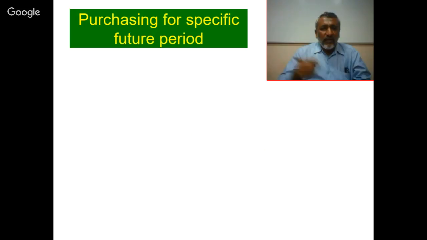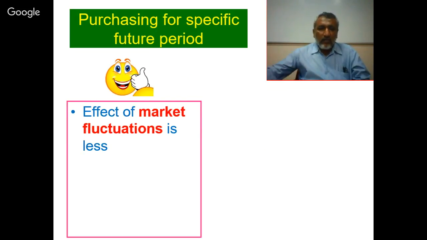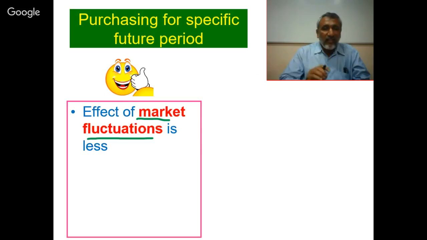Let us discuss the advantages of purchasing the material for a specific future period. We'll discuss the advantages first. The market fluctuations do not affect much. Of course, there is some effect of market fluctuations, but as the purchase is for a small future period, it is not in huge quantities. So even if there is a huge difference in the price of the metal in the market, that will not affect the organization in a very significant way. That is, the effect of market fluctuation is much less.